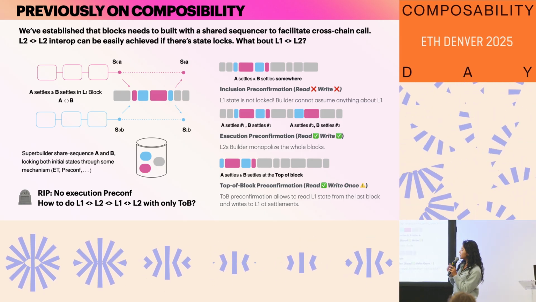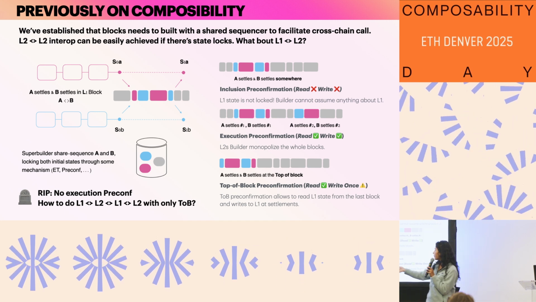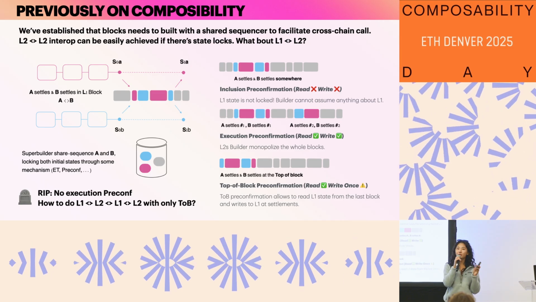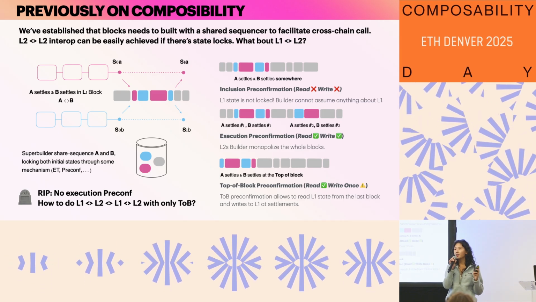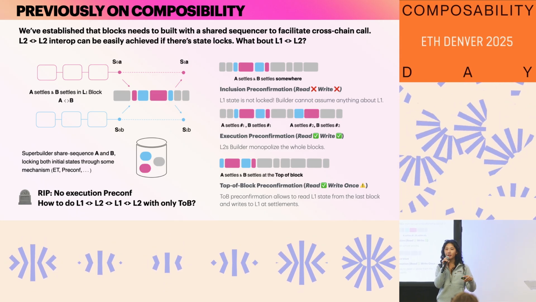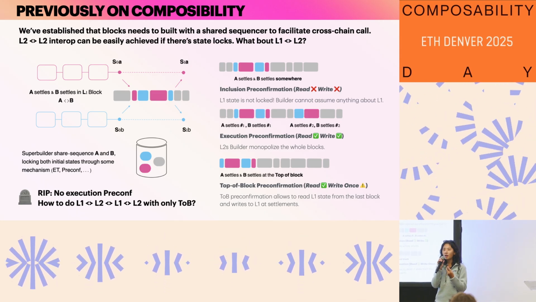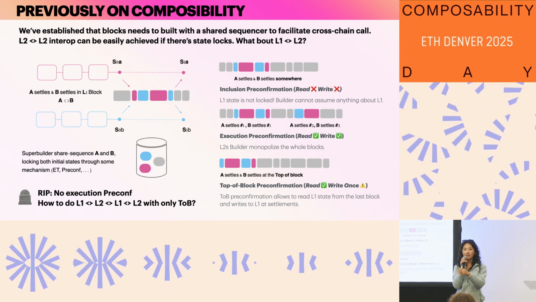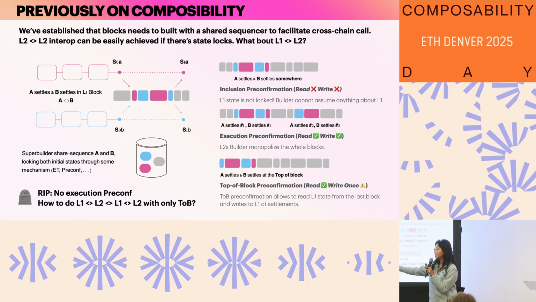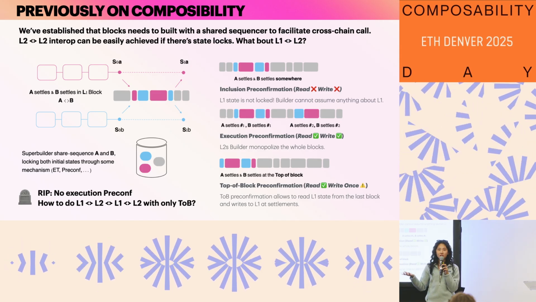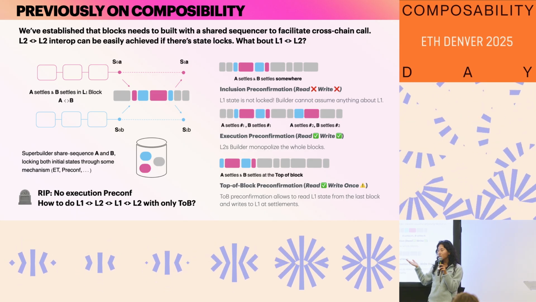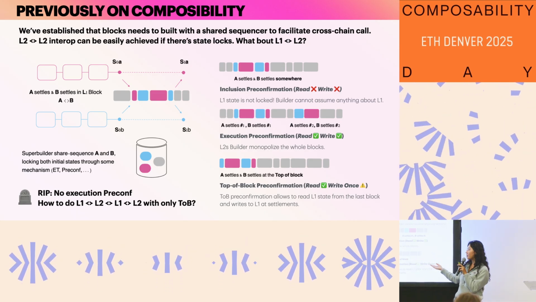What we have so far is what's called top of the block pre-confirmation, top of the block inclusion pre-confirmation, where the validator promised that it will include your transaction at the top of the block. In that case, we can read the L1 state from the previous settled L1 block, and then we lock the state and we start building towards there. So the reads are possible, and we have one chance to write back to L1, right? So it's like read is okay, write only once.